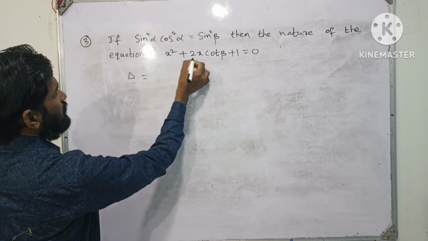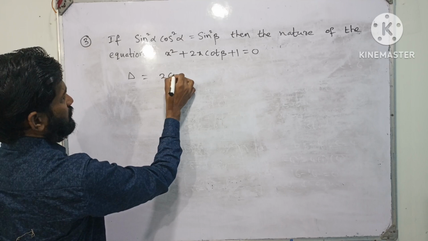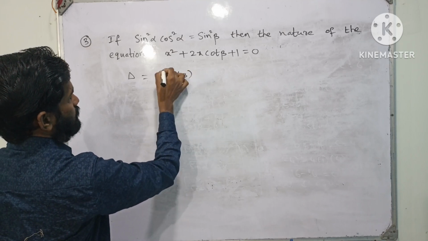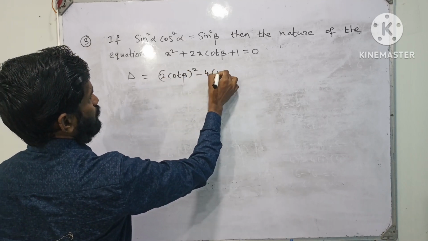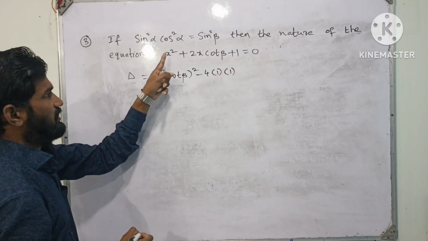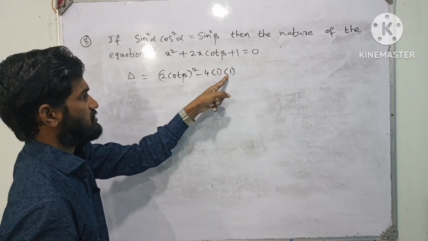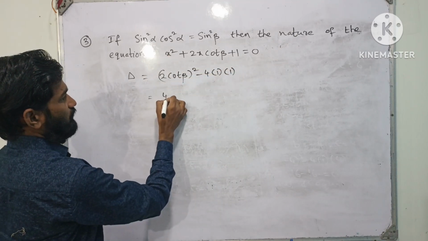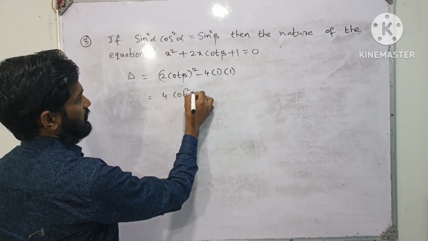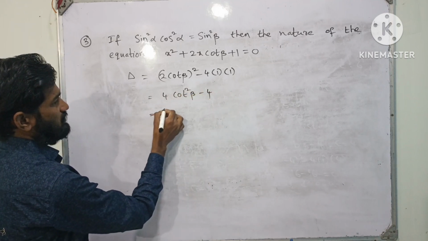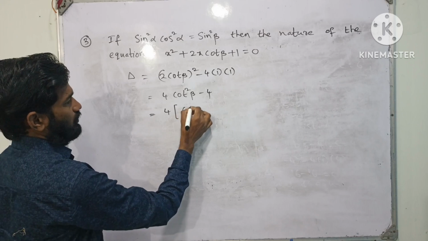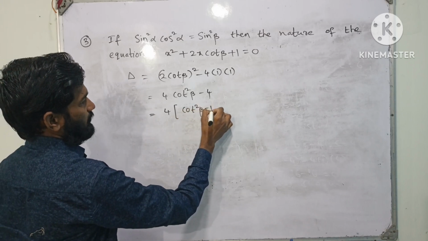Discriminant is equal to b square minus 4ac, which is (2 cot beta) whole square minus 4 into a into c. The a value is 1, the x square coefficient is 1, and the constant is also 1. What we will get here is 4 cot square beta minus 4. Now in this I am taking 4 common, which gives cot square beta minus 1.